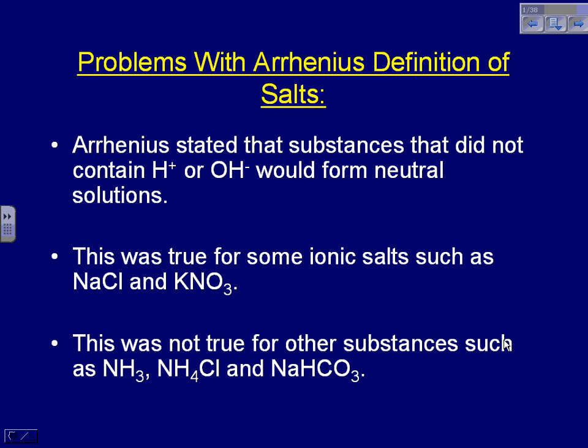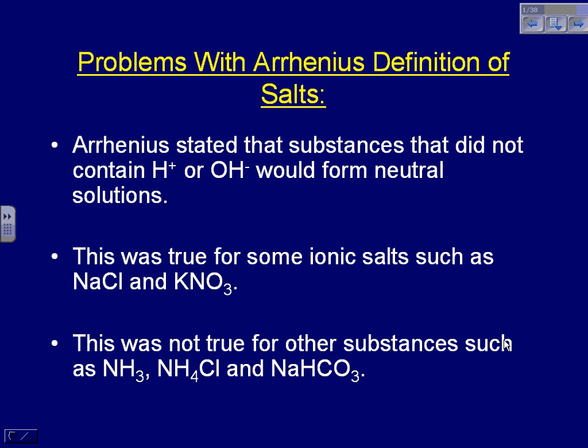Here we've got ammonium chloride, and NH3, the gas, ammonia gas. Here we've got sodium bicarbonate. Does not contain any OHs. And it turns out that this first one's a base, the second one is actually acidic, and the third one is also basic. And so some salts that should have been neutral were actually exhibiting some acidic and basic properties, which means there was something wrong with the Arrhenius definition.